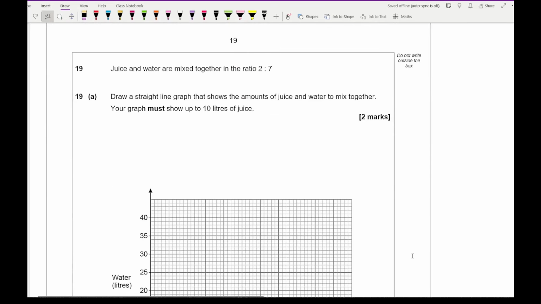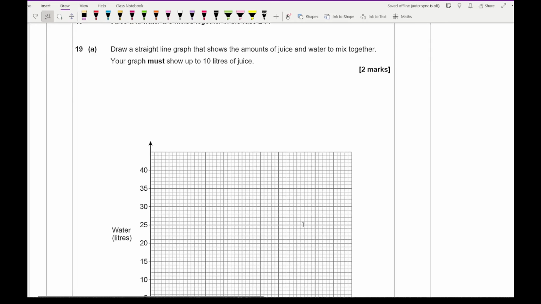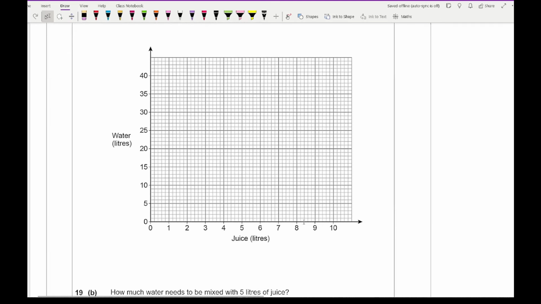Then for question 19 it says juice and water are mixed together in the ratio of 2 to 7. Draw a straight line graph that shows the amount of juice and water to mixed together. Your graph must show up to 10 litres of juice. So if we're working with the ratio of 2 to 7, so let me just write that there, and we've got juice to water. Then what I'm going to do is, if I start with 2 and 7, so 2 and 7 is just there.